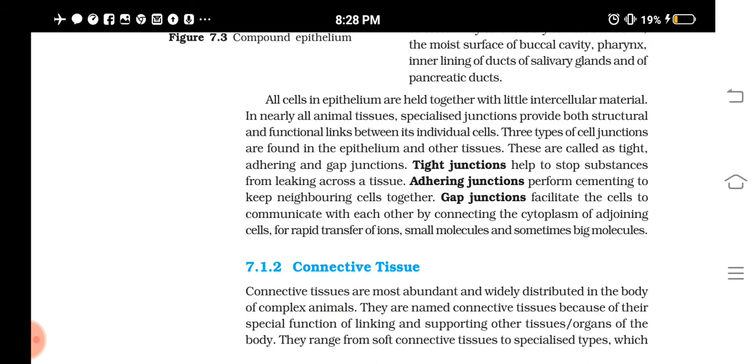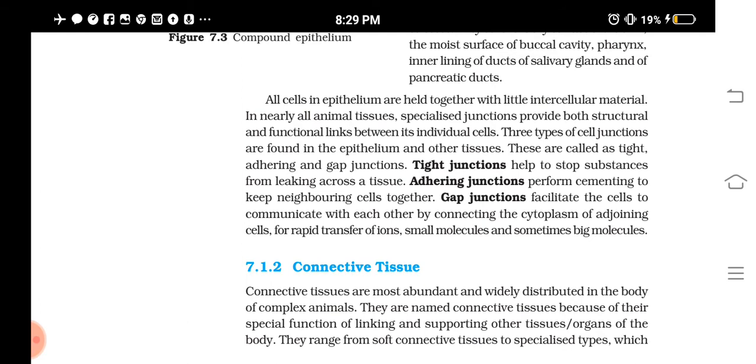Adhering junctions mean what? They perform cementing to keep neighboring cells together. Adhering junctions help to do what? Keep the cells tight, or keep the cells together. Then gap junctions are the junctions where what? The cells are allowed to communicate with each other with the help of what? The extending cytoplasm of the adjacent cells. So this helps the rapid transfer of ions, molecules, etc.